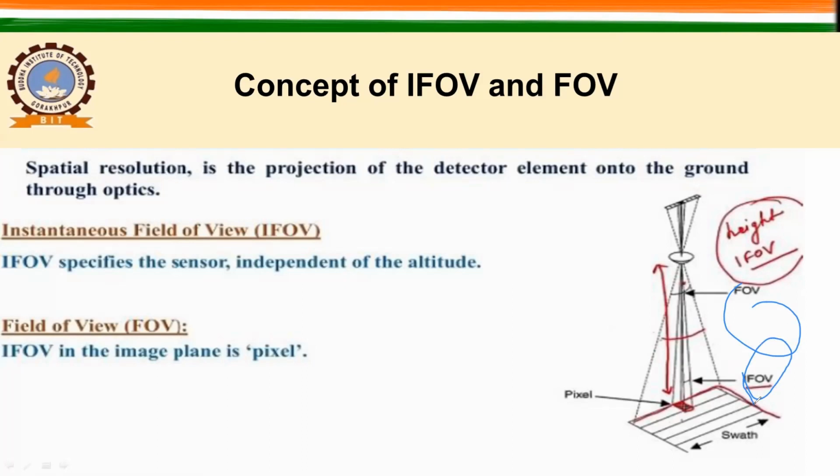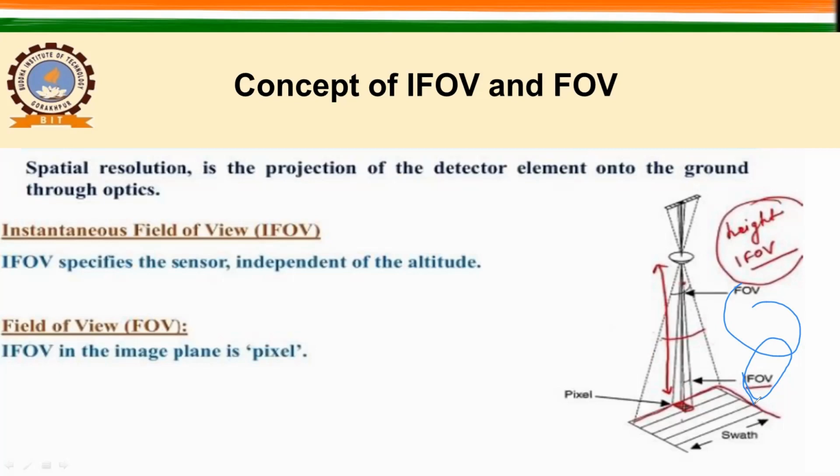So if you know the altitude of this flight and the angle of your detector, that is, the height and IFOV, you can always find how much area this detector will cover on the ground. That is the significance of IFOV and FOV. IFOV means instantaneous field of view and FOV means field of view.